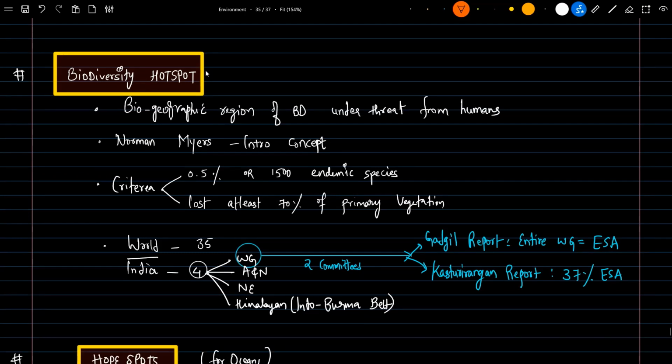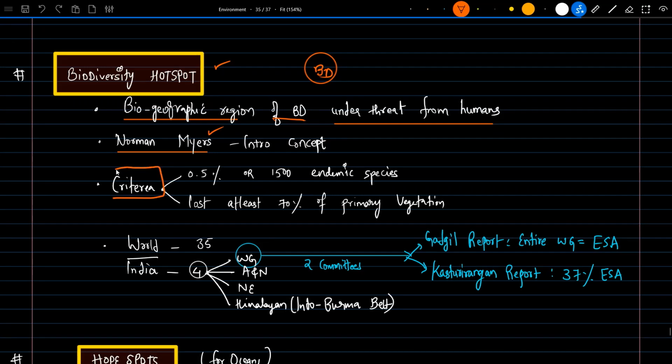Next is biodiversity hotspots. Earlier we talked about in situ conservation and ex situ conservation. Now let's come to biodiversity hotspots. So what do you mean by biodiversity hotspot? This concept was introduced by Norman Myers. It's a biogeographical region of biodiversity which is under threat from humans. These are the regions where the depletion of biodiversity is so rapid because of human activities. So these are considered biodiversity hotspots, meaning these are very crucial for conservation.